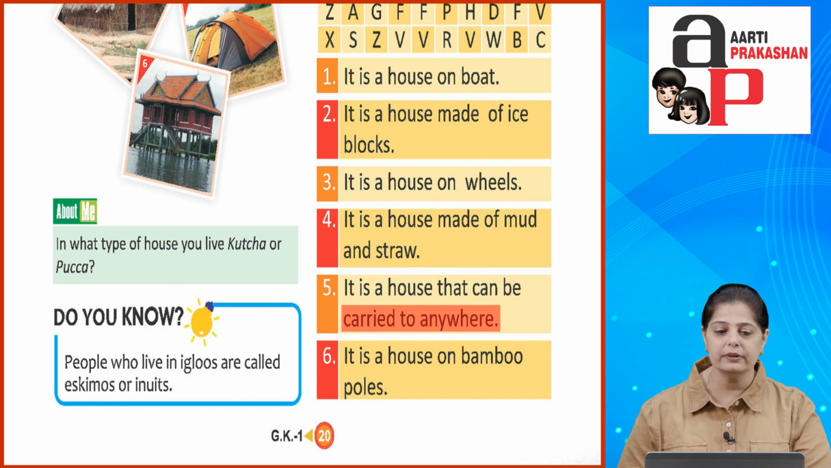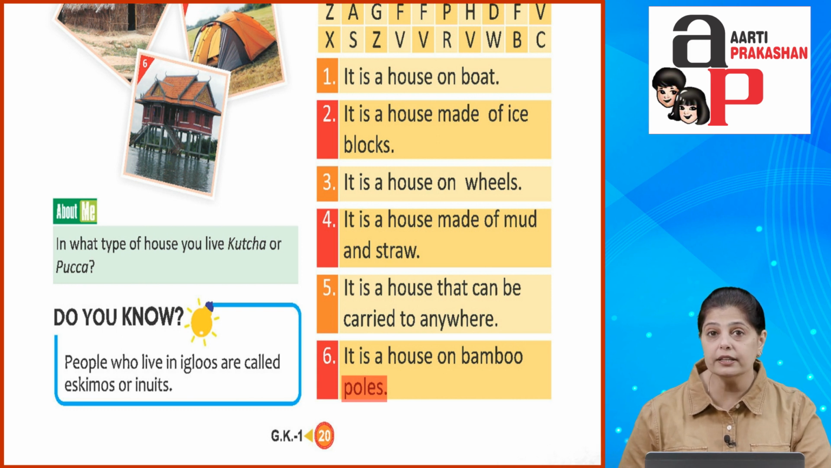Alright, so now let's look at the next one. It is a house on bamboo poles. As I said, there are certain areas where there is a chance of earthquake. For those areas, generally you'll see that the houses are built on a higher level, on stilts. So these houses are called stilt houses.